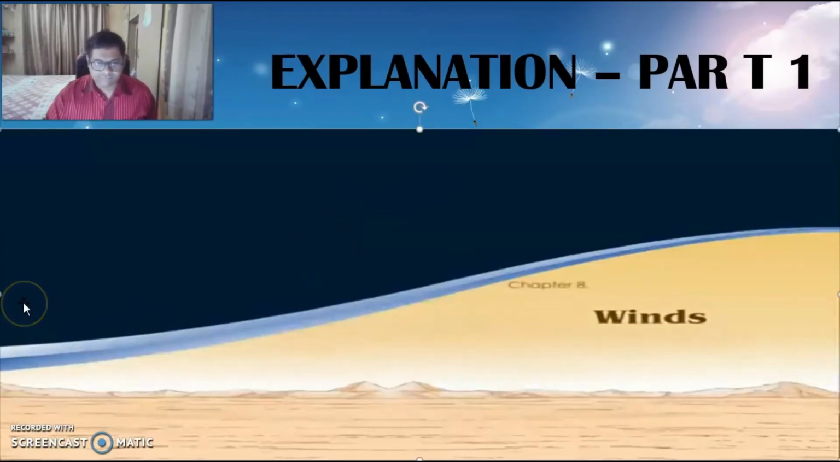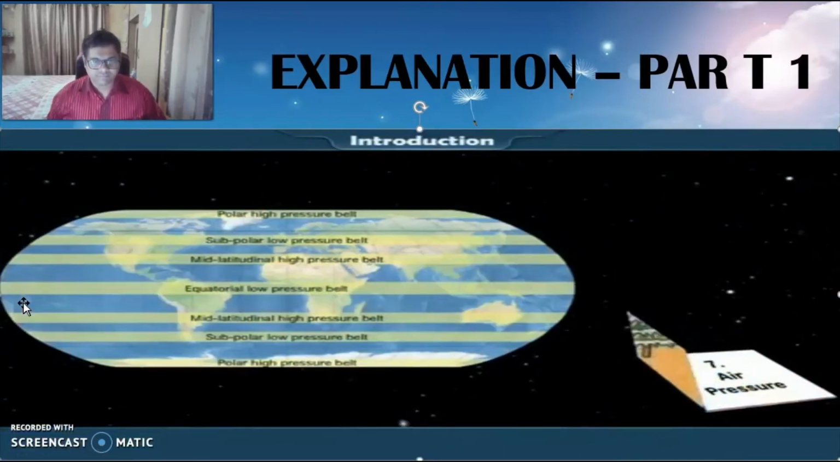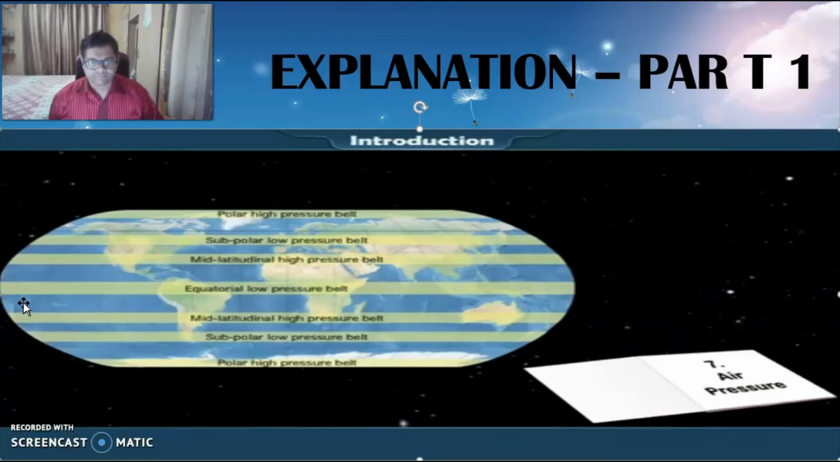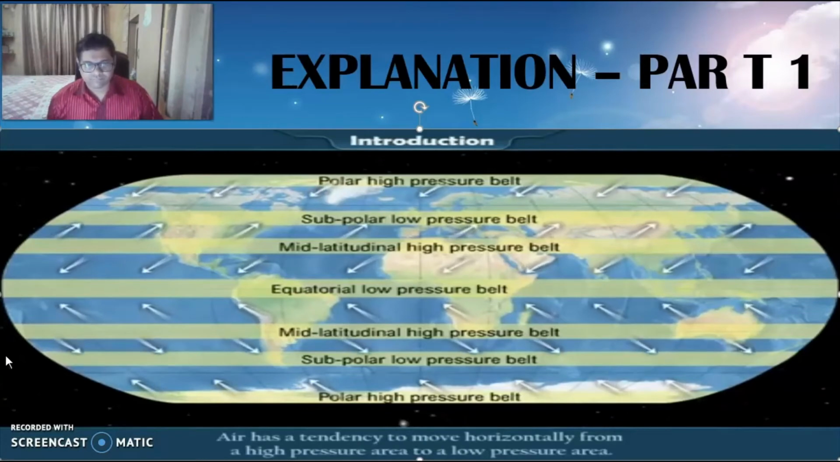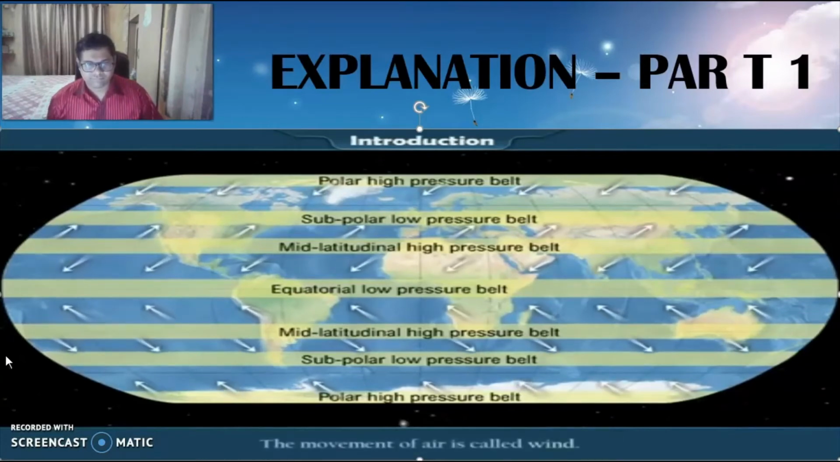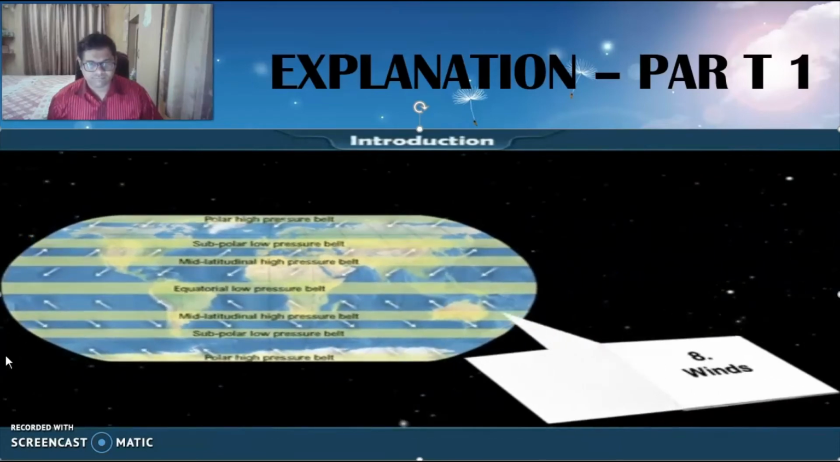Chapter 8, Winds. Introduction. Dear students, we have already studied air pressure. Some regions on Earth experience high air pressure. Some other regions experience low air pressure. Air has a tendency to move horizontally from a high pressure area to a low pressure area. The movement of air is called wind. In this lesson, we are going to study wind in detail.